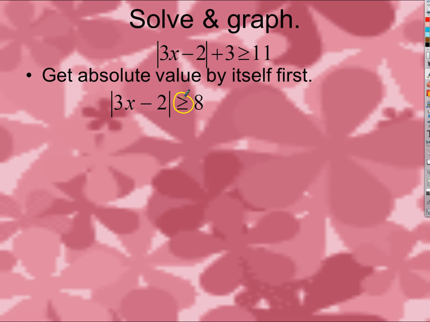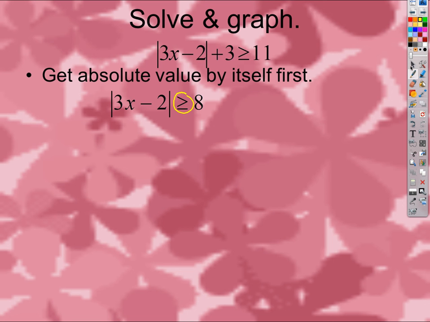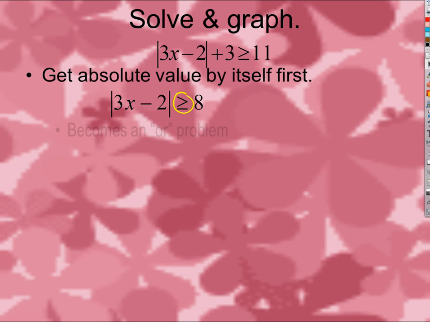So the distance from 0 is more than 8, greater than or equal to 8. So that's going to be big distances. Or is on a boat, right? So I'll trade this for an or inequality. And I got two possibilities.